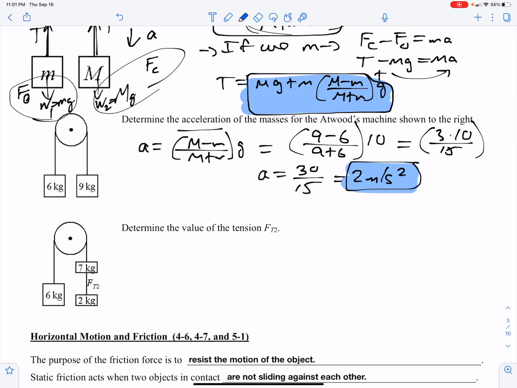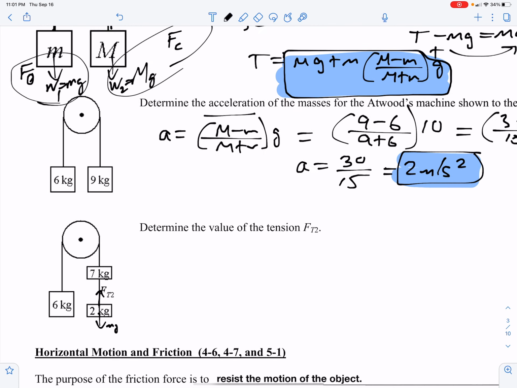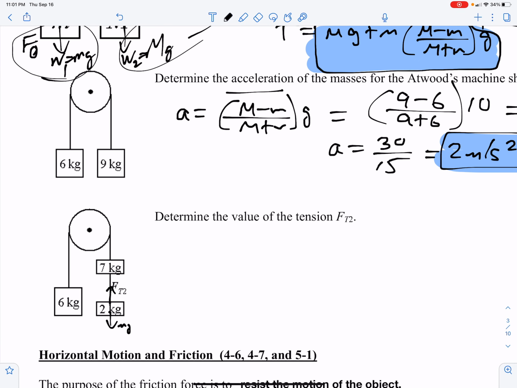Now, how do we find tension 2, which is connecting both of those strings? First, find the acceleration of the system, then we can choose this block here, which has a little weight, mg, and FT2 going up. Now, you might notice that 7 kilograms and 2 kilograms is pointing down as a big mg, and 6 kilograms, just like you saw here, was pointing down as a little mg. So numerically, this is working out exactly the same way that we had up here, which means we're going to end up with the same result for acceleration.